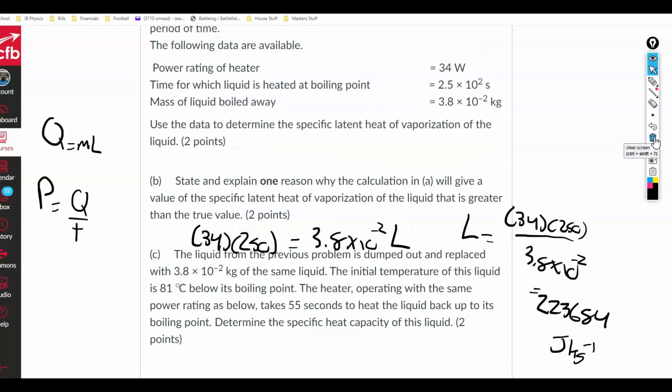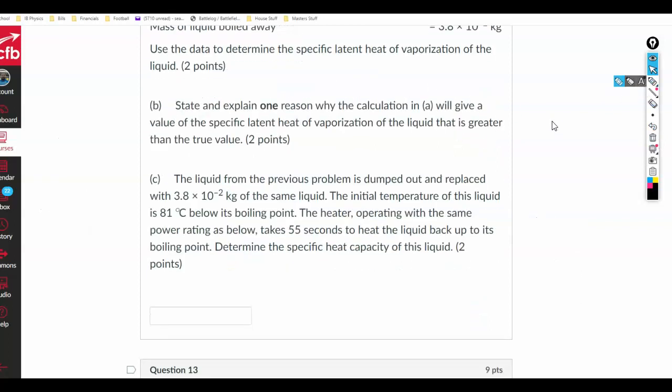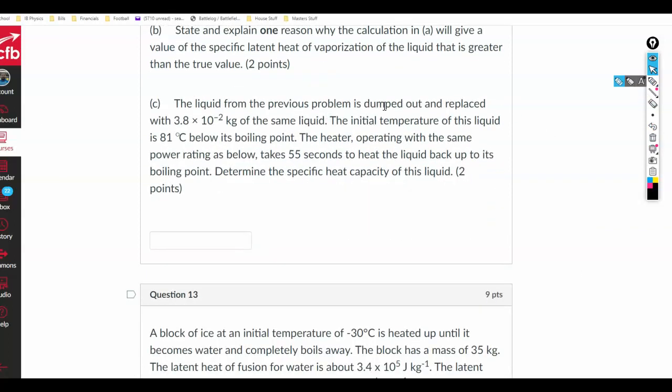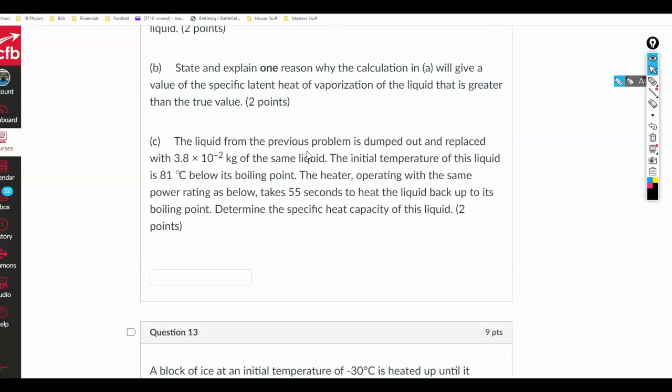And then C, there seemed to be a lot of confusion about C as well. The liquid from the previous problem is dumped out and replaced with 3.8 times 10 to the negative 2 kilograms of the same liquid. By the way, this problem is talking about a liquid. A bunch of people, for some reason, assume that it's like water, and they assume that the boiling point is 100 degrees Celsius. It doesn't say anything like that in the problem. So the liquid is replaced with the same liquid, with the same specific heat capacity and the same latent heat, but a different mass.